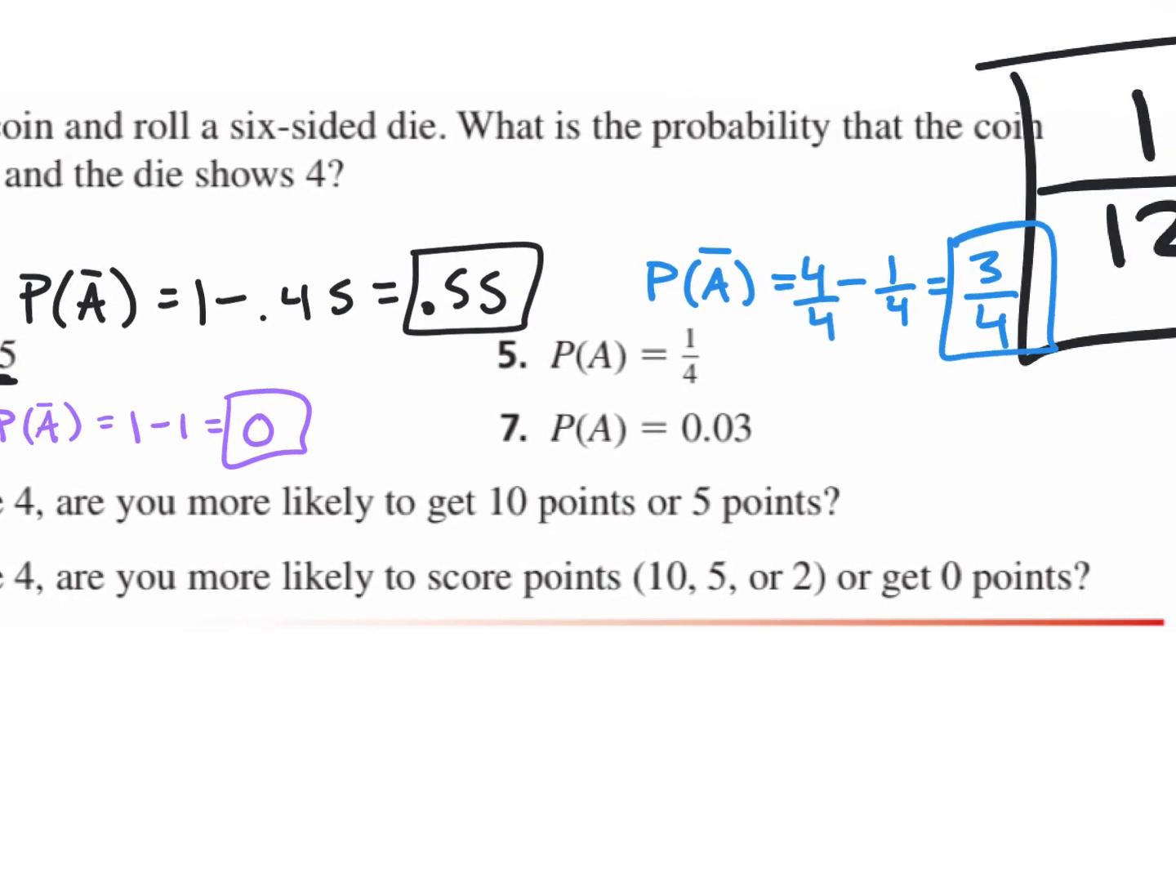Seven. Probability of it happening is 0.03. So what's the probability of it not happening? What have we been doing for all of these? 0.97. 1 minus 0.03, which is 0.97.